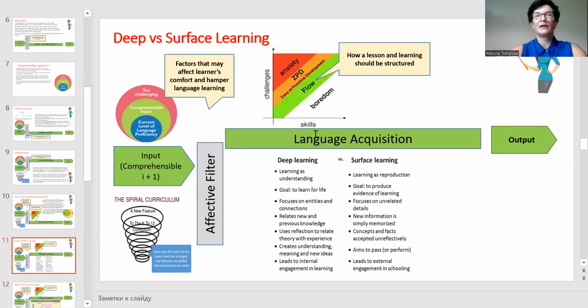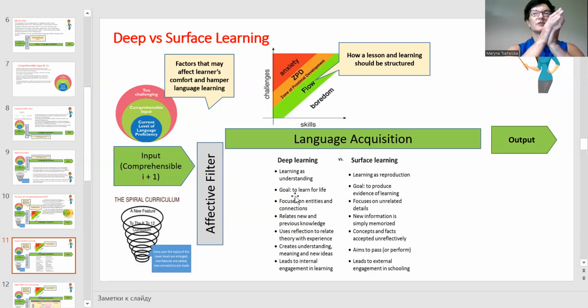So by now we already have input, spiral curriculum, affective filter, and zone of proximal development. And another important theory here is about deep learning and surface learning. It is very important in terms of learners' motivation.